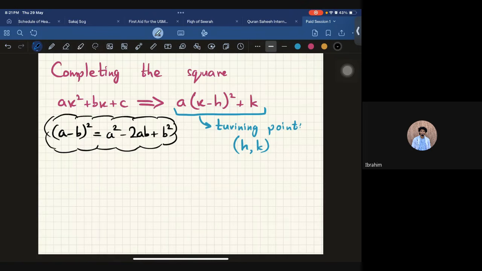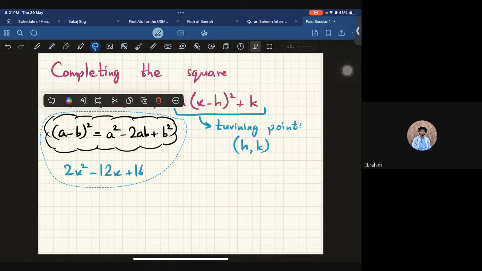Now let's take a certain example of a quadratic equation in this form, and then we'll convert that to this form. So let's take an equation 2x squared minus 12x plus 16. You should go to a new page. We'll go to a new page. वहाँ शुरू करते हैं.